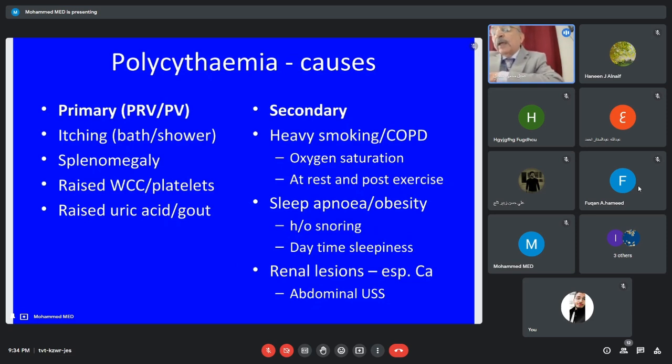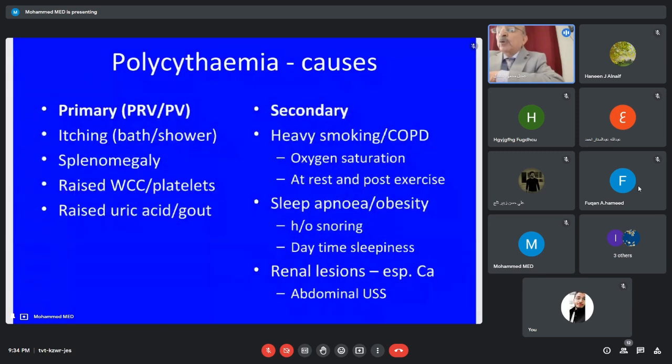Splenomegaly is present in about 75%, three quarters, of patients as a palpable spleen. This doesn't occur with secondary polycythemia. So splenomegaly in the presence of polycythemia indicates that this is a primary polycythemia, i.e. polycythemia rubra vera. The white blood cells and the platelets and the uric acid are all usually high with polycythemia rubra vera, primary polycythemia, and they are usually normal in secondary polycythemia.